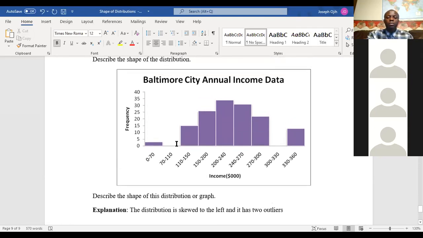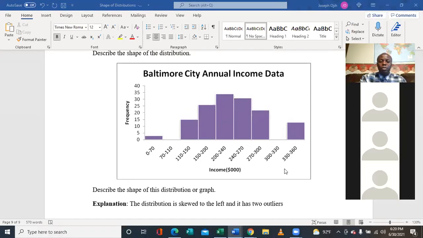Questions for me? Any question? Yes, I have a question. Sure, go ahead. You said the distribution is skewed to the left. That's the explanation. If you put a line here, you see that it stretches more on this side than this. This one is more smooth. Oh, okay. It stretches more, so that means it's left skewed. Yeah, I see.